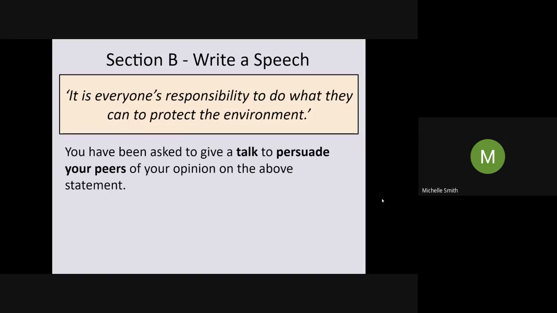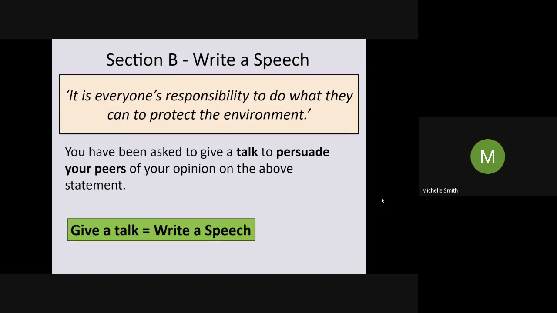And here's the task. You have been asked to give a talk to persuade your peers of your opinion on the above statement. So a couple of things here. When EDUQAS say give a talk, all that means is write a speech. So they want you to write a speech to persuade your peers of your opinion on the above statement. So can we see the purpose, the audience, and the format here? Can we see the why, the who, and the what?